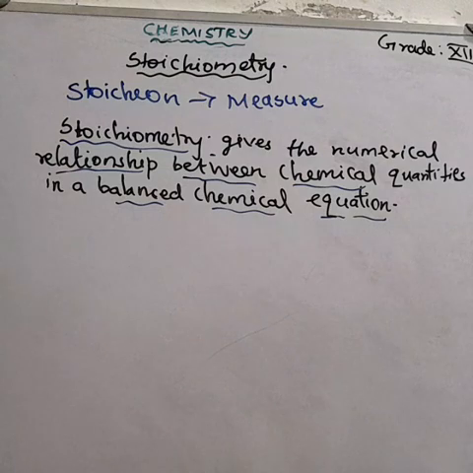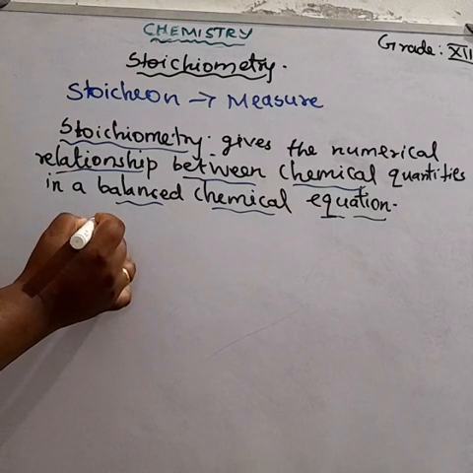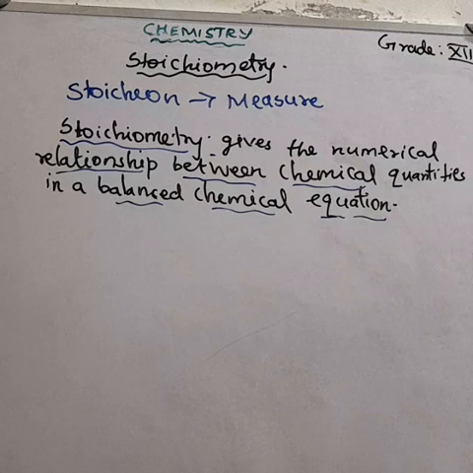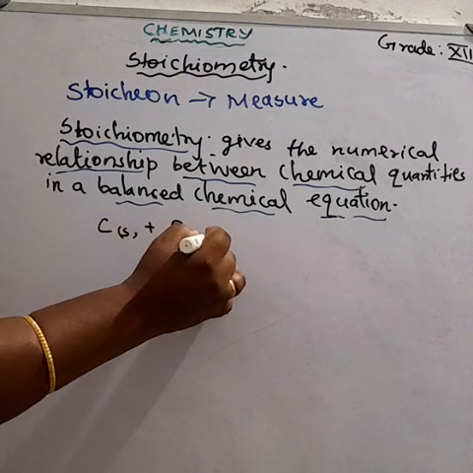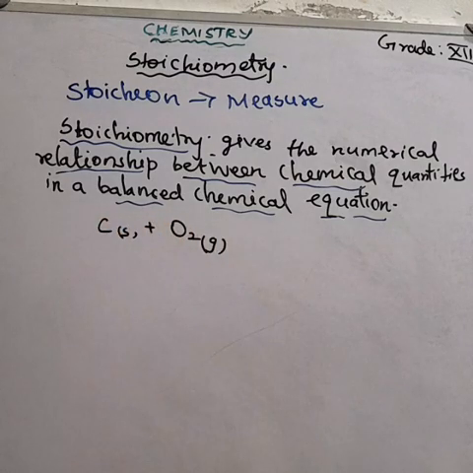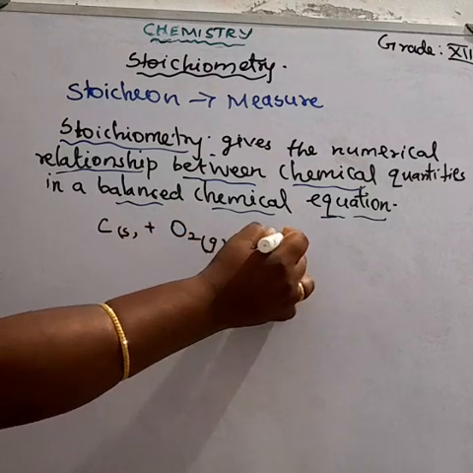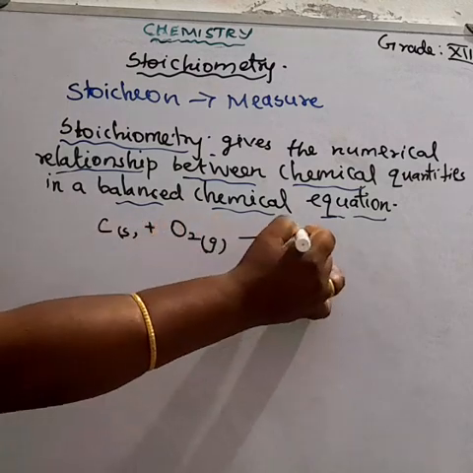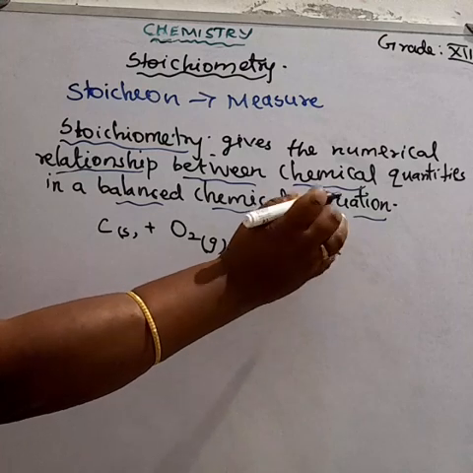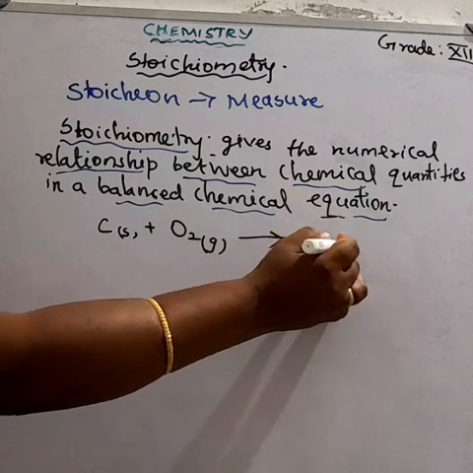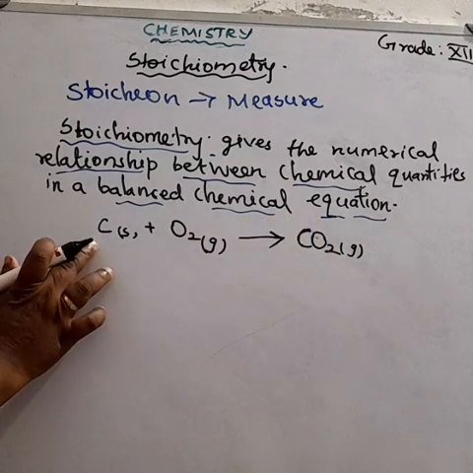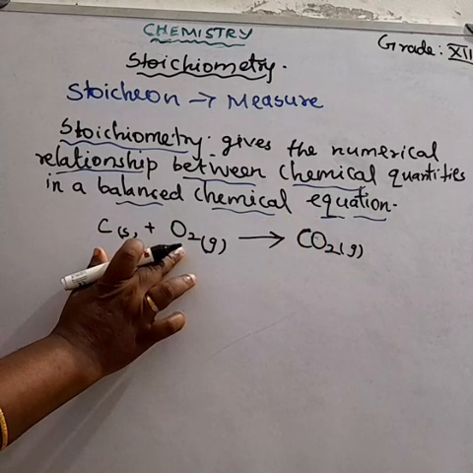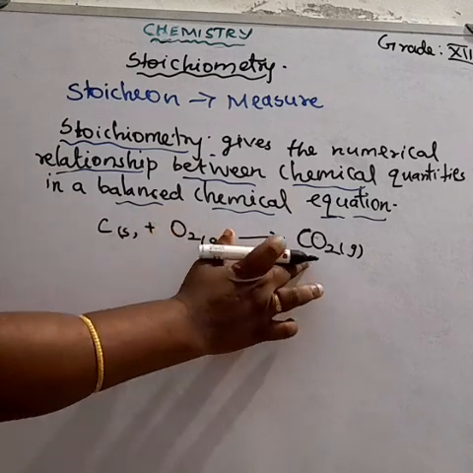Carbon, you know, it is coke. Carbon is a solid, plus oxygen, which is a gas. When combining carbon with oxygen, we get carbon dioxide, that is a gas. From this equation, we learn that 1 mole of carbon reacts with 1 mole of oxygen molecules to form 1 mole of carbon dioxide.